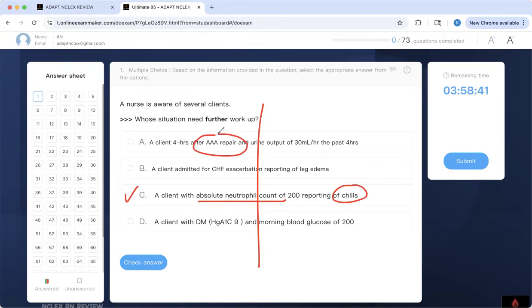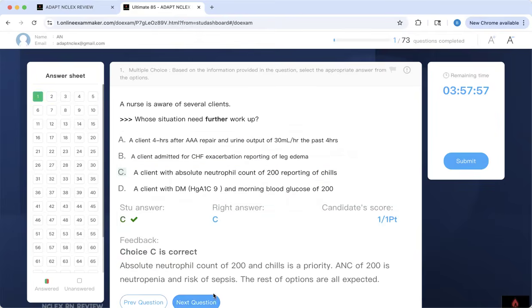AAA repair, urine output making 30 ml every hour for the past 4 hours is acceptable. That means every hour they're making 30. That's good. CHF exacerbation, you have leg edema. There's no pulmonary issue, no pink frothy sputum. I'm not picking it. Diabetes, hemoglobin A1C of 9 and blood glucose of 200. Why? Because hemoglobin A1C is not controlled, therefore your diabetes is not controlled. This is the way you should approach it. So C is your right answer.